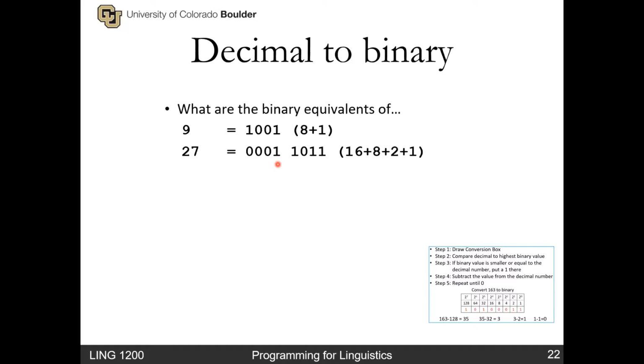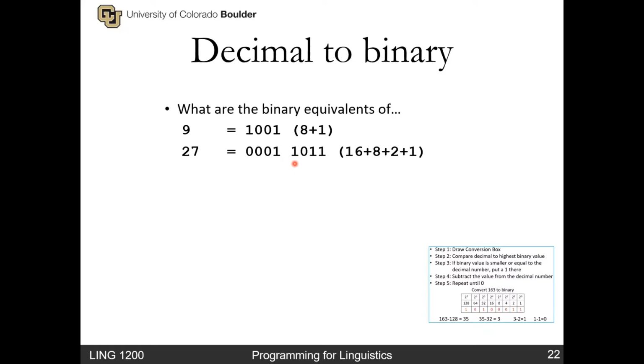This is the 16th position. This is the 32nd position. 16 is the first binary value that is smaller than or equal to 27. So we put a 1 in that position, then subtract 16 from 27, which is 11.